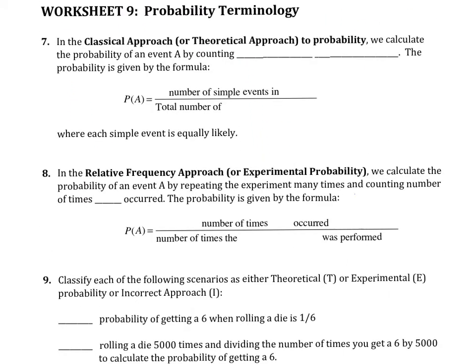All right, now look at number 7. So basically, how do we actually calculate the probability? There are 2 approaches we can take. If you look at number 8, it's the relative frequency, which we talked about already before, so that's something kind of old. But the classical approach, which we're going to use more in this class, is that we calculate the probability of event A by counting simple events. So the probability of A is equal to the number of simple events in A over the total number of simple events.